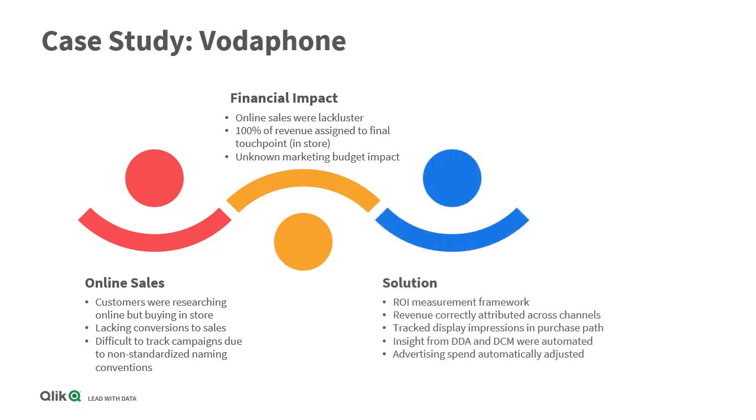Their solution was to construct an ROI marketing measurement framework. This allowed them to correctly attribute revenue across channels and track display impressions online in the purchase path. They automated data-driven attribution and direct digital marketing for advertisements to shift based on performance.